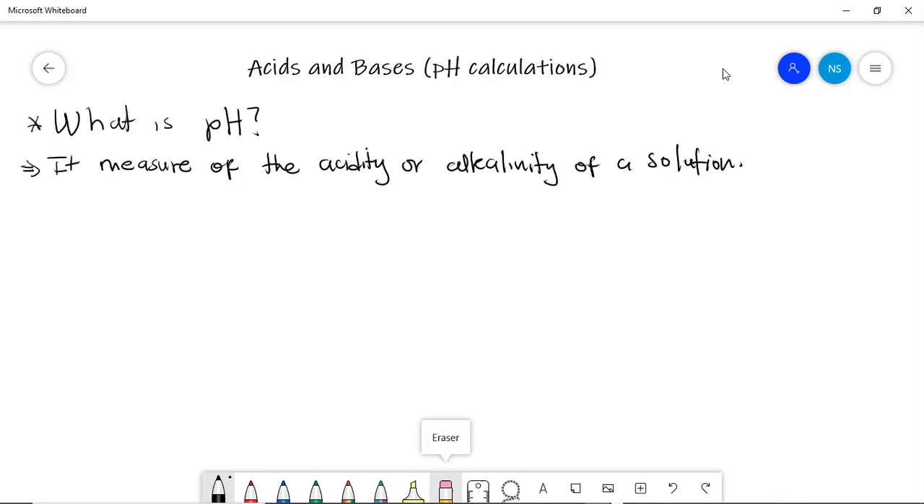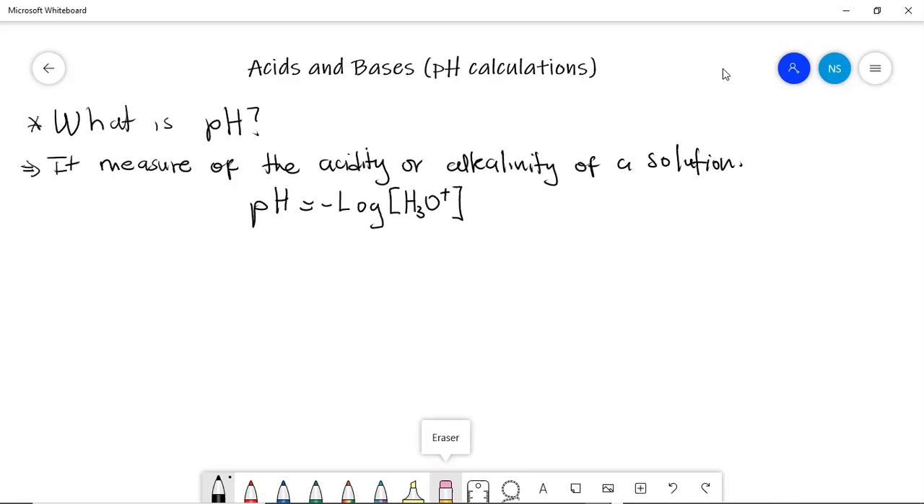From now, we need to know that we have a formula for pH that you will be using in your grade 12 year. That formula is given by pH equals minus log the concentration of H3O plus. This is the concentration of the hydronium ion, which is the same as the concentration of the hydrogen ion. We're going to be using that formula in our pH calculations.